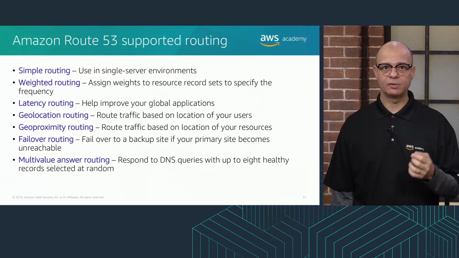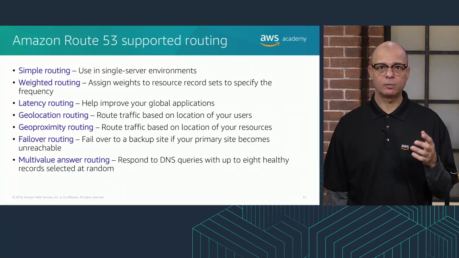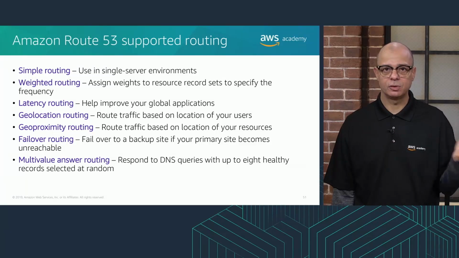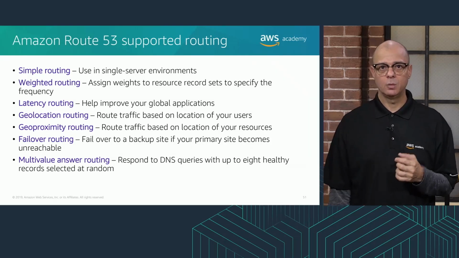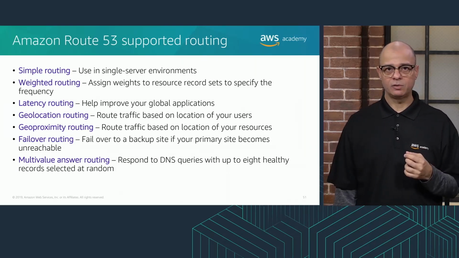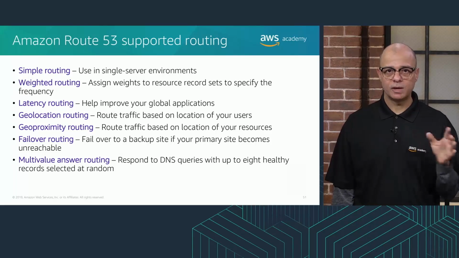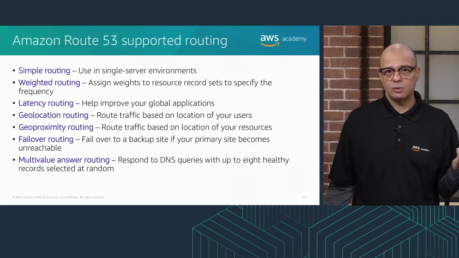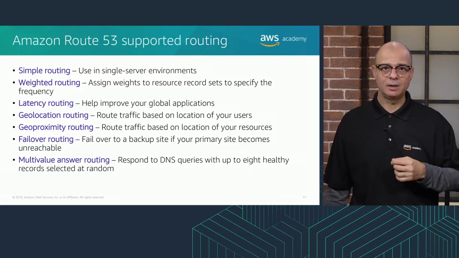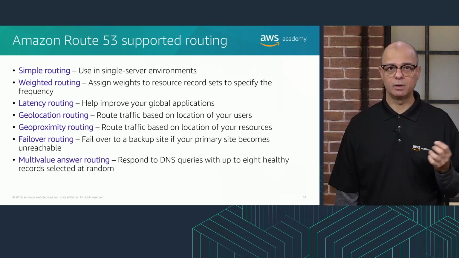Simple routing lets you configure standard DNS records. With simple routing, you typically route traffic to a single resource, for example, a web server for your website. With weighted routing, you assign weights to resource record sets to specify the frequency with which different responses are served. You might want to use this capability to do A/B testing, also known as blue-green deployment.